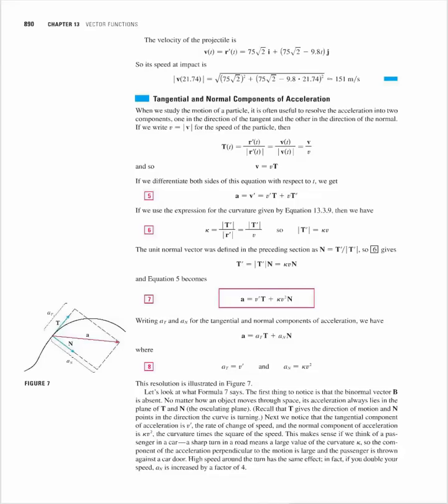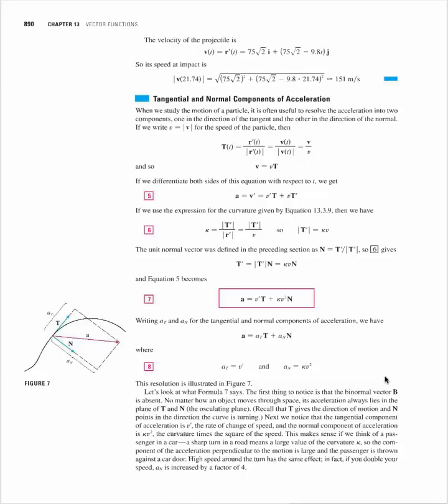Now on page 890 we get into a discussion of tangential and normal components of acceleration. Here's the idea. At any point on our curve we've got a tangent, the unit tangent vector T, we've got the unit normal vector N, and the acceleration of your curve is always going to consist just of components along those two. You can project the acceleration vector onto the tangent and onto the normal, the same way you can project a vector onto the x, y, or z axis to get its components.